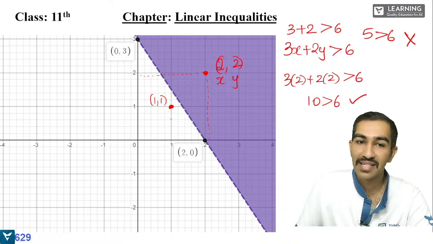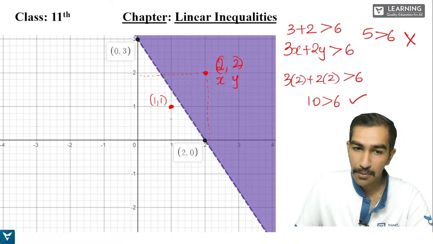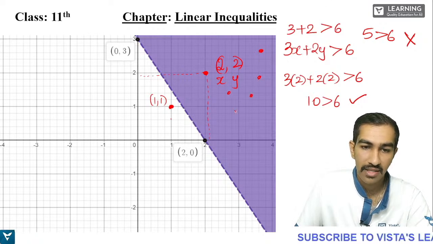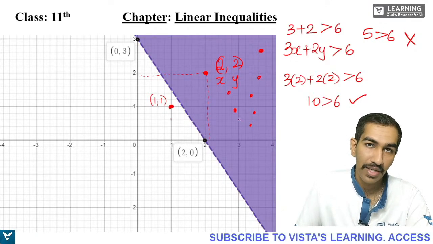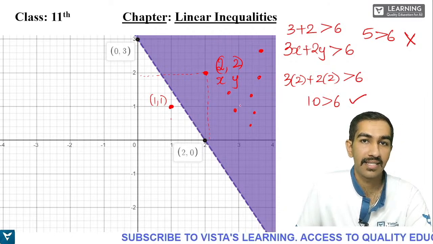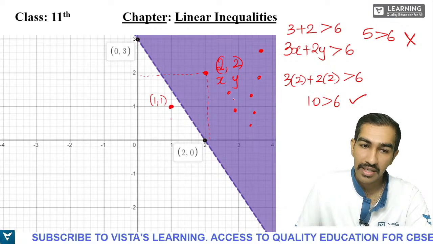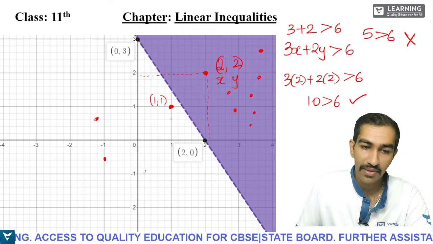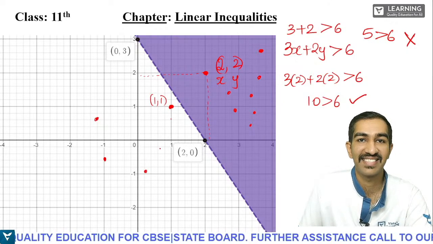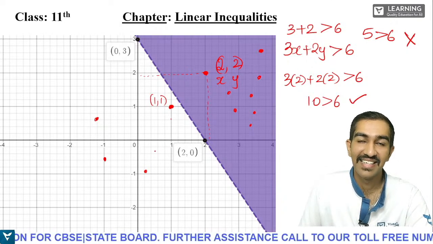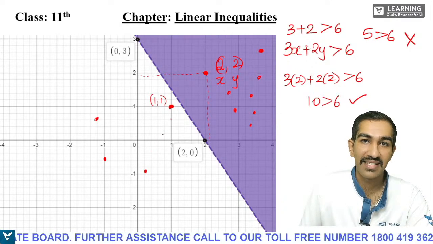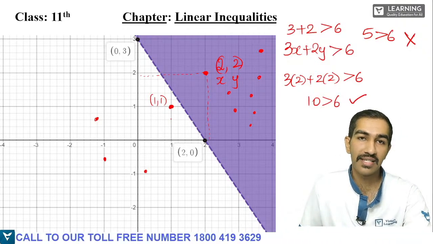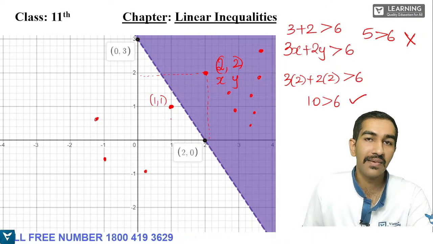Understanding? That is false. So in the shaded region, any point you take, you can take this point or this point, will always satisfy greater than 6. And any point you take in the not shaded region, in this white portion, will always be lesser than 6. Understanding? This is called linear inequalities, greater than 6. So the shaded portion is the solution of the given inequality.